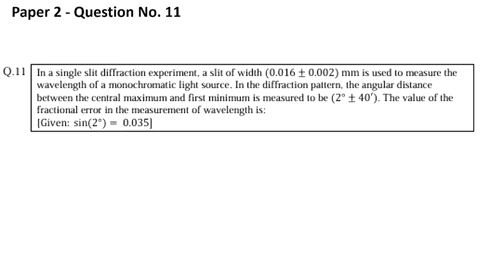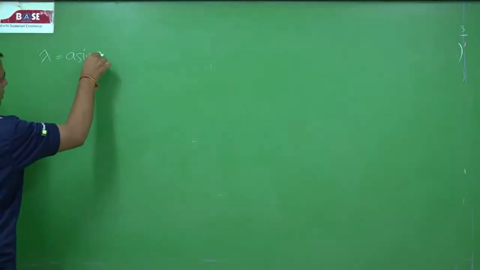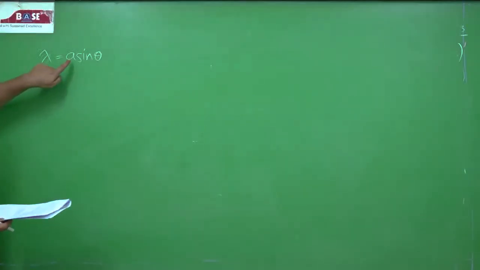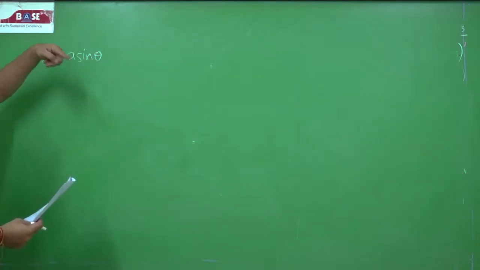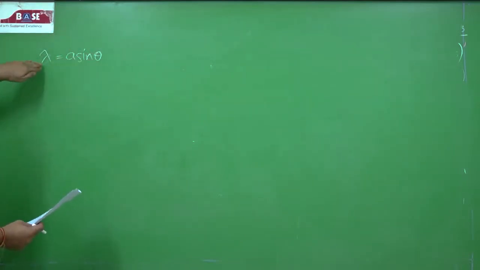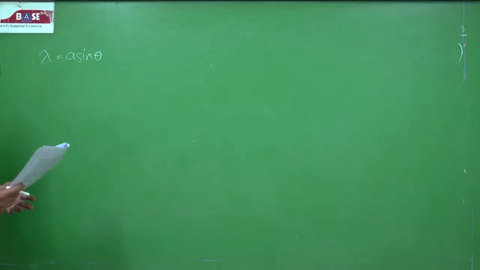So they are asking for the fractional error in the measurement of wavelength. If we know the slit width and the angular distance between the central maximum and first minimum, how do we get that wavelength? We have the formula. I'll just treat it as a formula now. So it was lambda equals a sine theta, right? So if we know the slit width a and the angular distance between the central maximum and first minimum, then using them we can get the wavelength of the light. Lambda equals a sine theta.